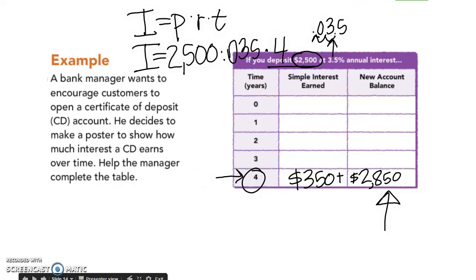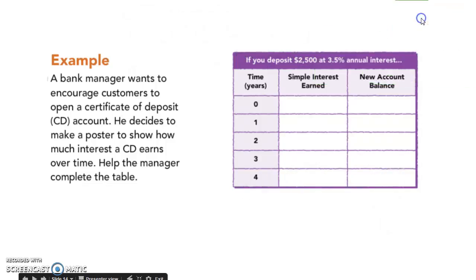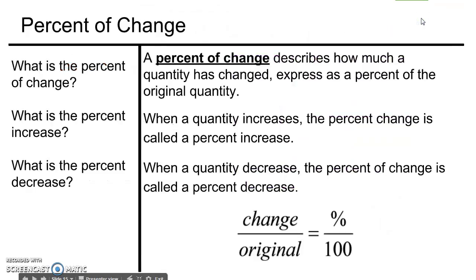And that is the amount of interest. Okay. Another formula you need to know is percent of change. Like I said, this is on that little cheat sheet formula sheet on Google Classroom, but you may want to jot it down. Change over original equals percent over 100.